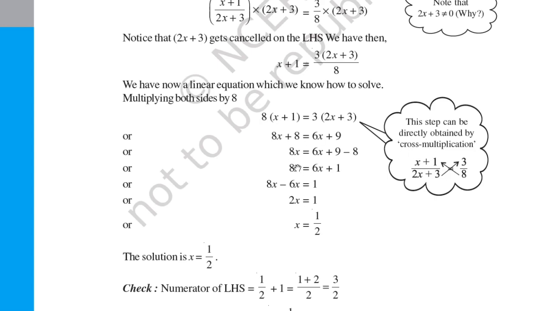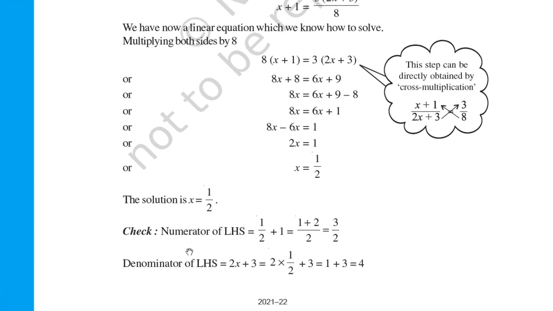So 8x is equal to 6x+9-8. So 9-8 is 1. 8x is equal to 6x+1. We are transposing 6x here, so it becomes 2x equal to 1. So x is equal to, dividing both sides by 2, 1/2. So the value of x is coming as 1/2.